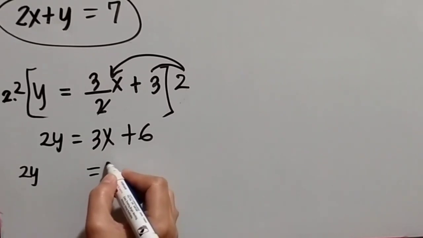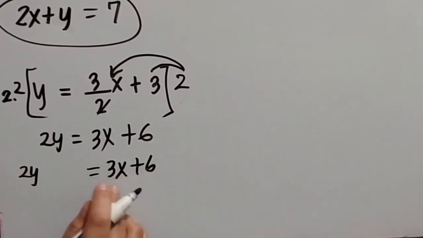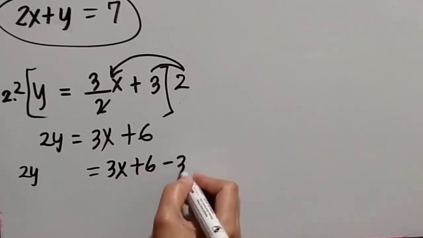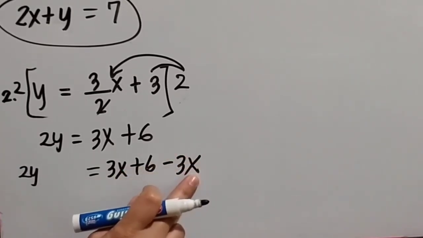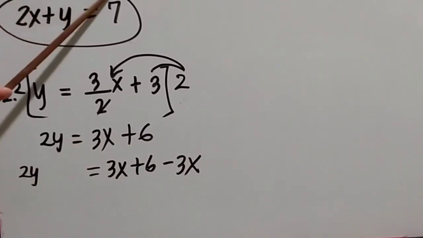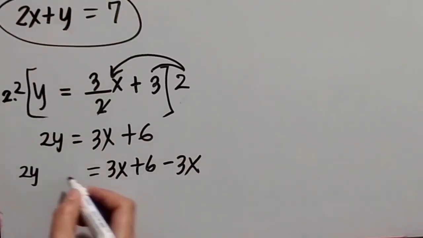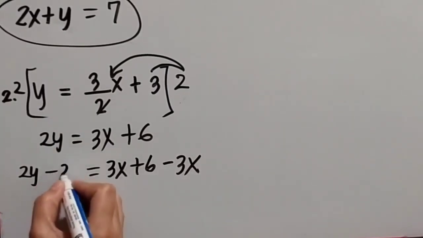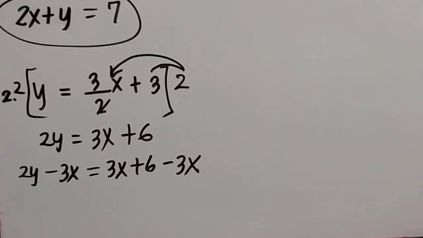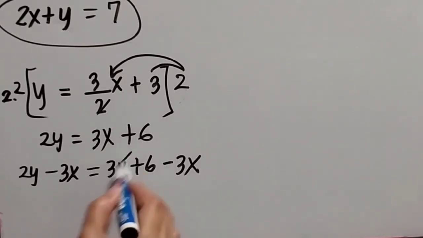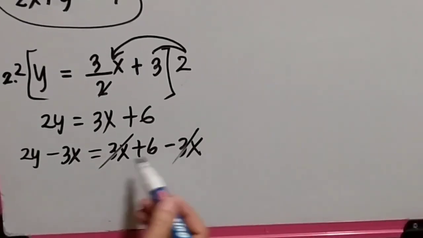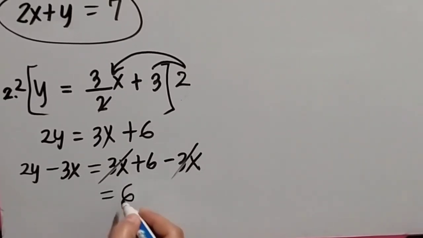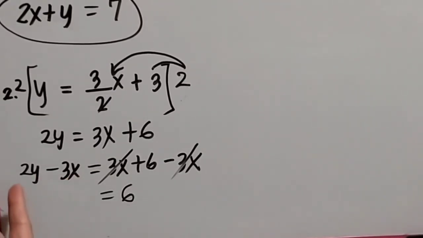2y is equal to 3x plus 6. Para mawala si 3x, mag-a-add tayo ng additive inverse niya. Simple lang. Pag positive siya, para maging 0, add mo yung kabaligtaran na negative. Kung negative naman, add ka ng positive. Diba? So, nag-add tayo ng negative 3x dito, syempre pati dito. Okay. So, here, this one will be canceled out. Oh, eliminated. Kasi 3x minus 3x or 3x and negative 3x is 0. So, we have here 6. And on the right, 2y minus 3x.